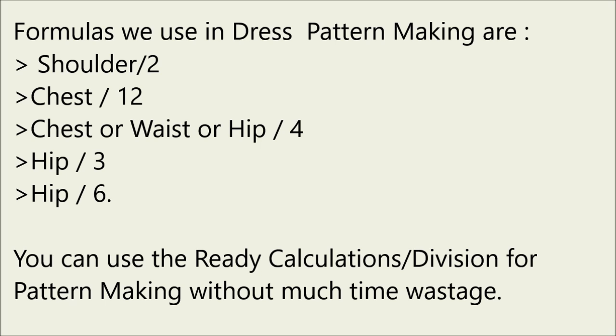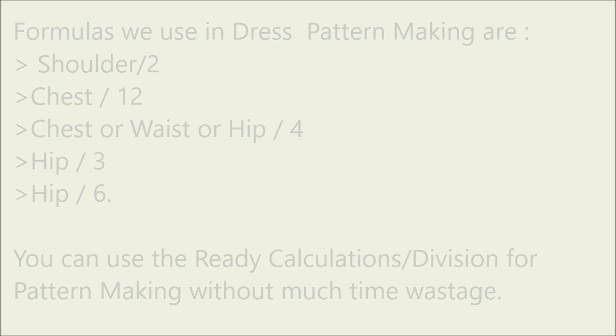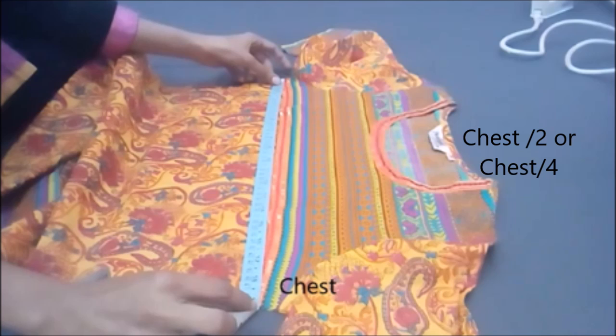While pattern making or dress making, we use many formulas. We need to use many formulas to get our dress right. Some of the common formulas are shoulder divided by 2, chest divided by 12, chest or waist or hip divided by 4, hip divided by 3 or hip divided by 6. You can use the ready calculations or divisions shown in this video for pattern making without much time wastage. You can just use them as they are.